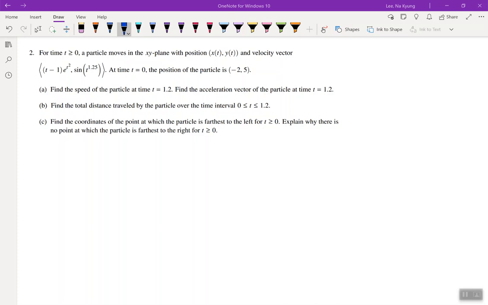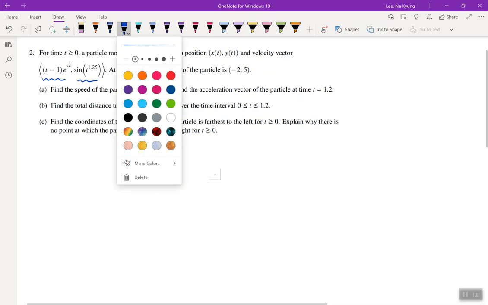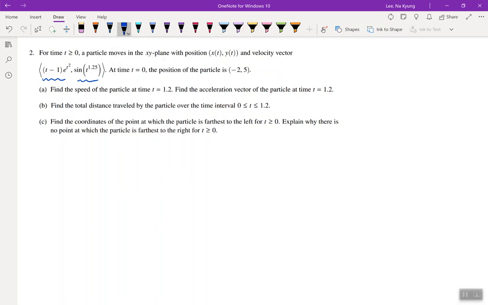In this problem, we have a particle moving in the xy plane with position x of t and y of t, and we have the velocity of the particle. For part A, we have to find the speed of the particle at time t equals 1.2. We know that the formula for the speed is the square root of x prime of t squared plus y prime of t squared. It'll come out to be 1.271.